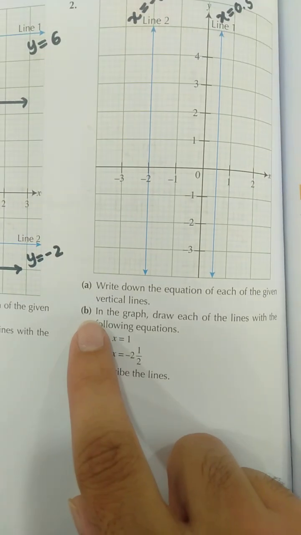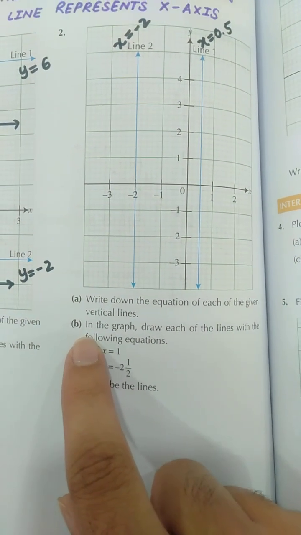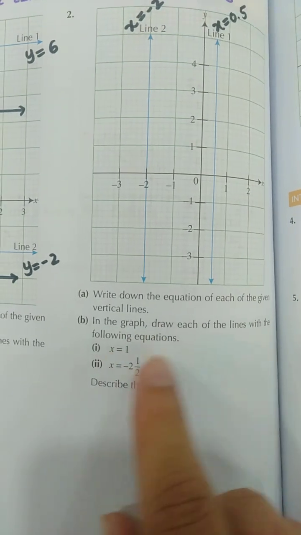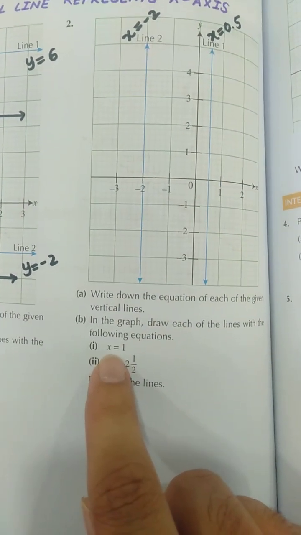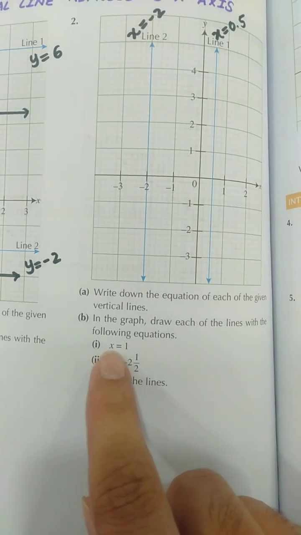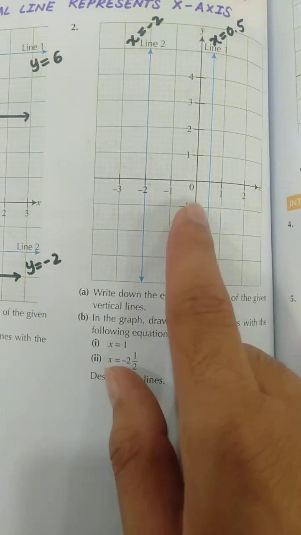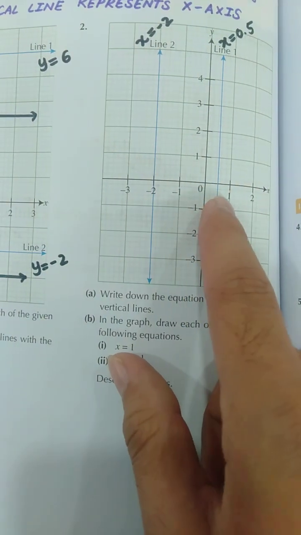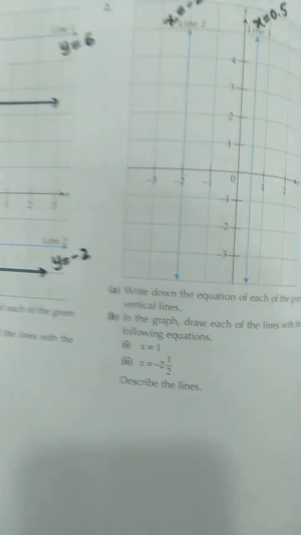Now we come to part B of this question. In this part, it is stated that in the graph, draw each of the lines with the following equations. We have to draw the lines whose equations are given to us. For example, part 1 is x equals 1, so we have to draw it. This is positive x, and we have to draw x equals 1.